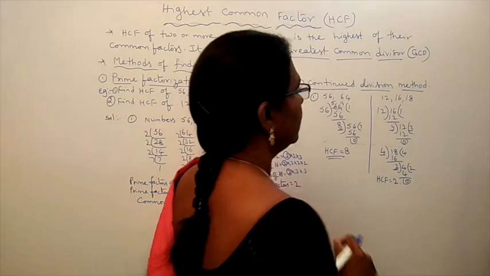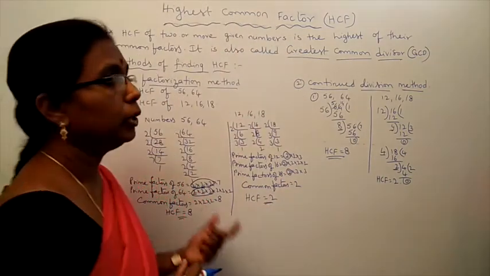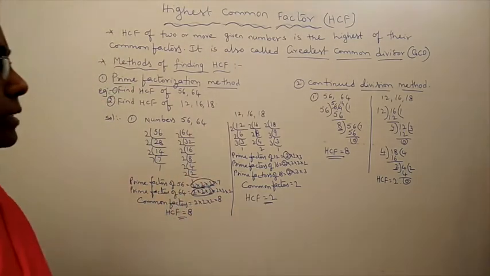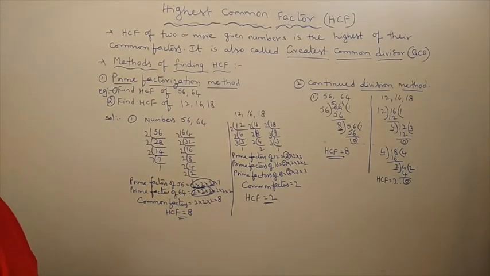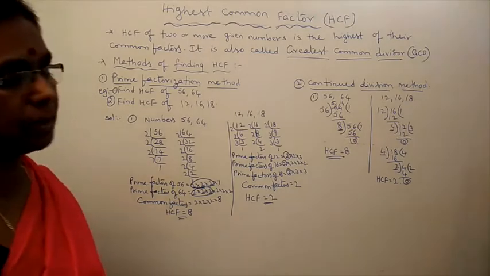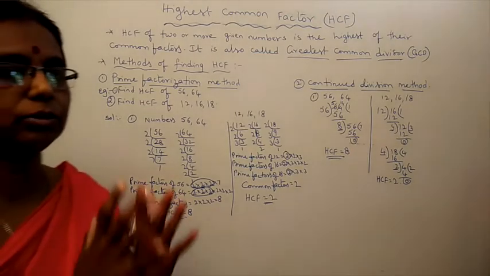This is the HCF of 2 numbers and of more than 2 numbers. Now what is the HCF? Highest of their common factors. Suppose given 2 numbers, you have to find out the factors.